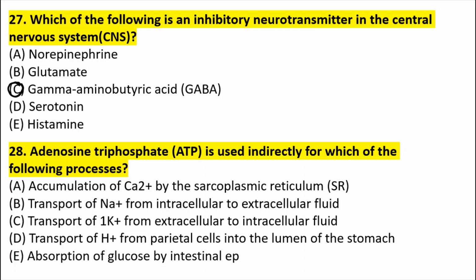28. Adenosine triphosphate, ATP, is used indirectly for which of the following processes? A, accumulation of calcium by the sarcoplasmic reticulum. No. Transport of sodium from intracellular to extracellular. No. Transport of potassium from extracellular to intracellular. No. Transport of hydrogen ions from parietal cells to the lumen of the stomach. E, absorption of glucose by intestinal epithelia. So the answer here is E.